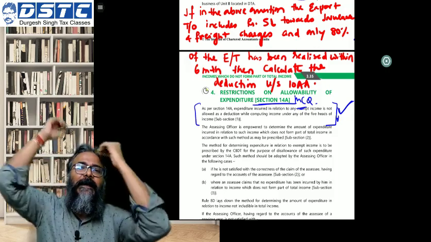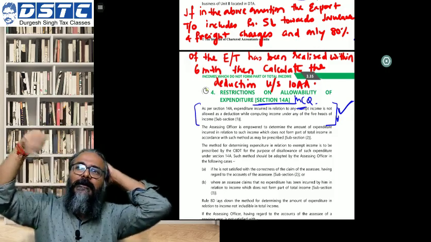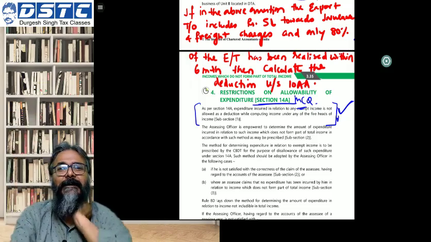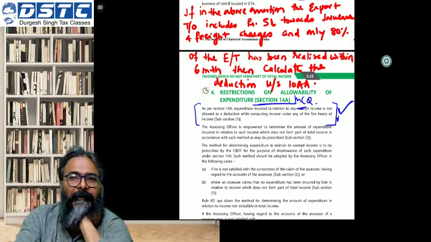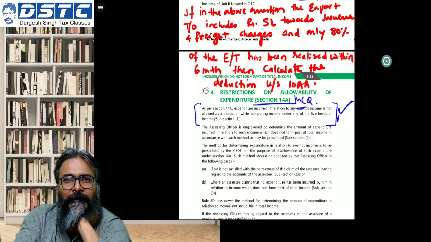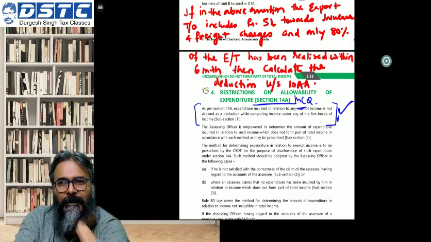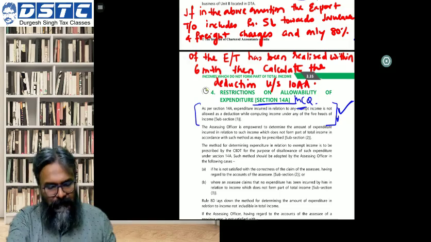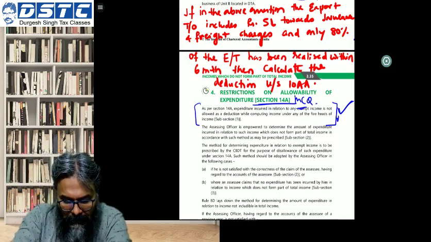So supposing I have taken a loan for the purpose of investing in shares so as to earn dividend therefrom, and the dividend for me is fully exempt, then in that case whatever is the interest expenditure which I'm incurring on that loan amount, that interest expenditure would be fully disallowed. That is what this section 14A is all about.